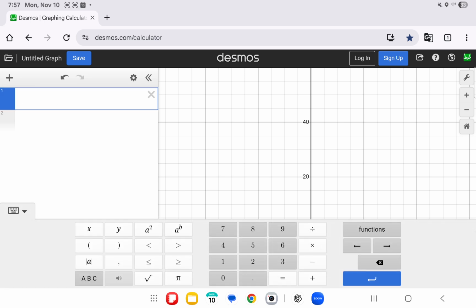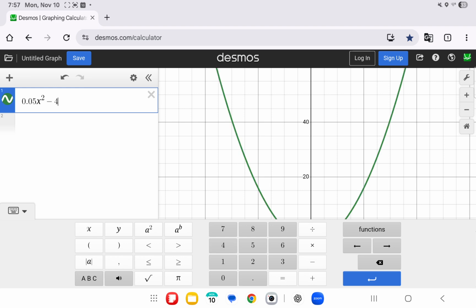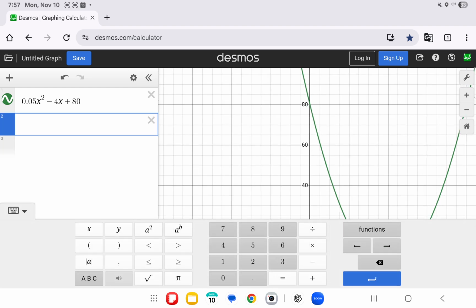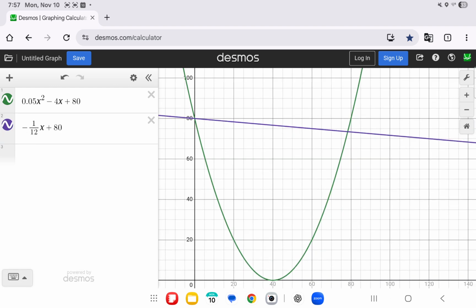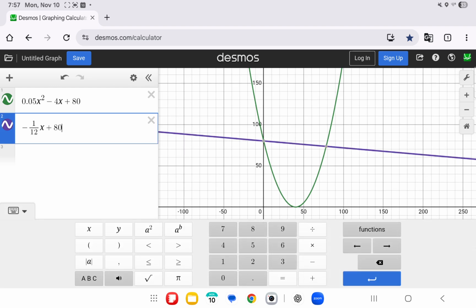So for our first equation, we had y equals 0.05 x squared minus 4x plus 80. So that gives us our parabola. And then for our linear equation, we have -1/12 x plus 80. So this gives us 2 points that we're crossing. I can click on either of these and get the points.